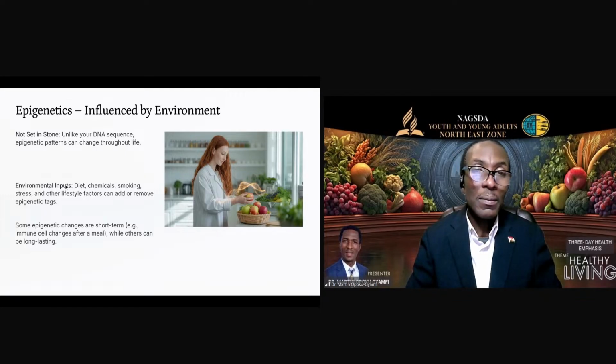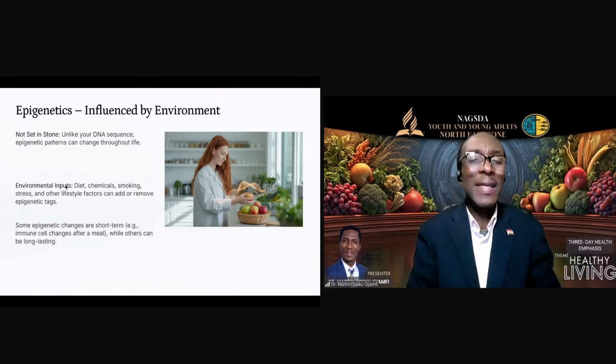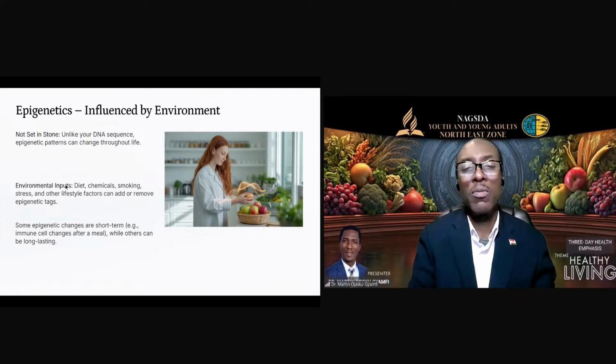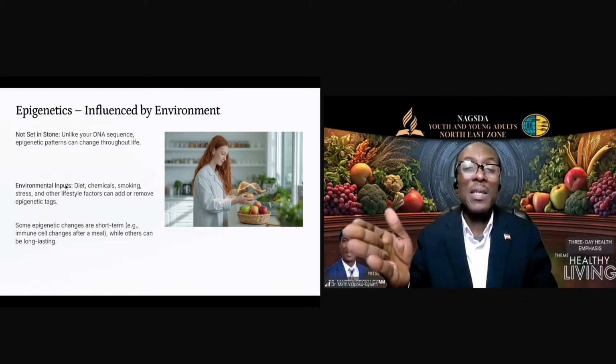Smoking, stress, and other lifestyle factors can add or remove epigenetic tags. And so if you're a young person, don't ever think that you are invincible, that you can do whatever you want. You're not invincible. Epigenetics can actually beat you up and mess up your genes.